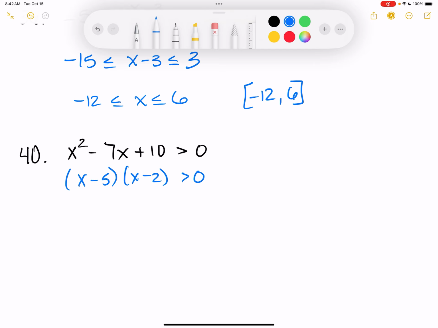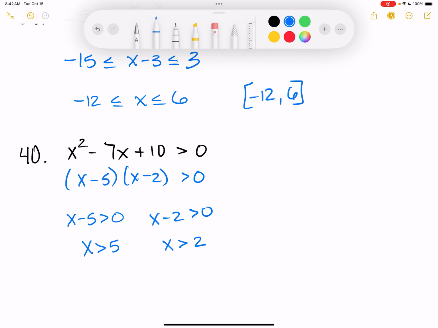And now, just like we had the zero factor property for equalities, the same thing works for inequalities. We'll set each piece, but instead of it being equal to 0, it's going to be greater than 0, and then we'll solve, and then we'll plug numbers in and make sure that they actually work. So x minus 5 greater than 0, x minus 2 is greater than 0, so x is greater than 5, or over here x is greater than 2.